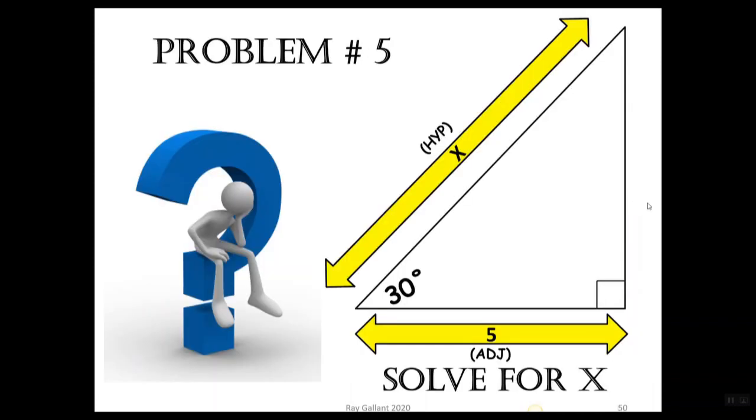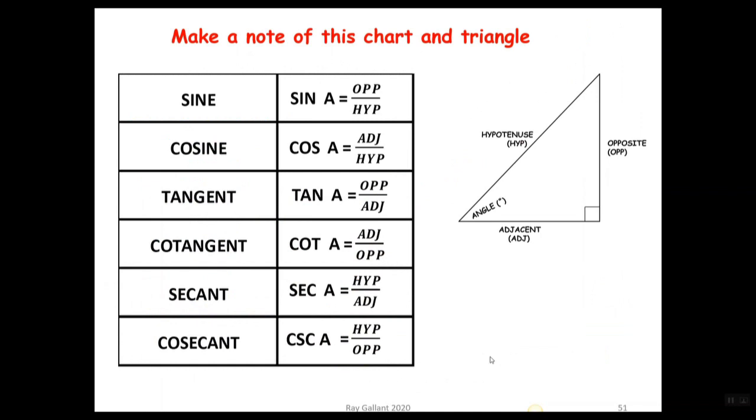Problem number 5. So we have the 5 inches here, but we want to find out what x is. So therefore, we don't know this length. Here's our angle. So what we want to find, we're going to put on top. So we're going to put hypotenuse over adjacent. Let's go to our chart here. Hypotenuse over adjacent is going to be secant.